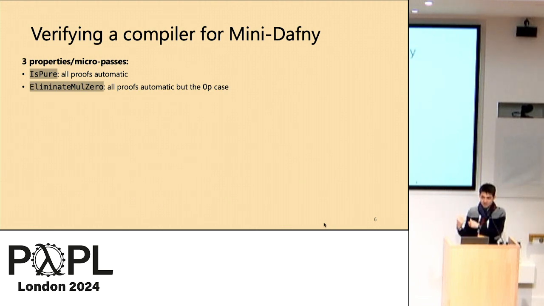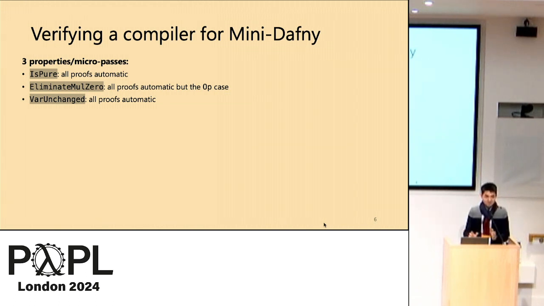Now, when you use this inductive principle, all the boring parts of the proof go through automatically, which allows you to focus on the interesting part, which is the multiplication case. And finally, we also verified a small property about a variable-unchanged predicate, which checks whether a statement leaves a variable unchanged or not. It might seem trivial, but we actually need that to verify an inline pass in the bigger development, and it actually proved a lot harder than what we had expected.